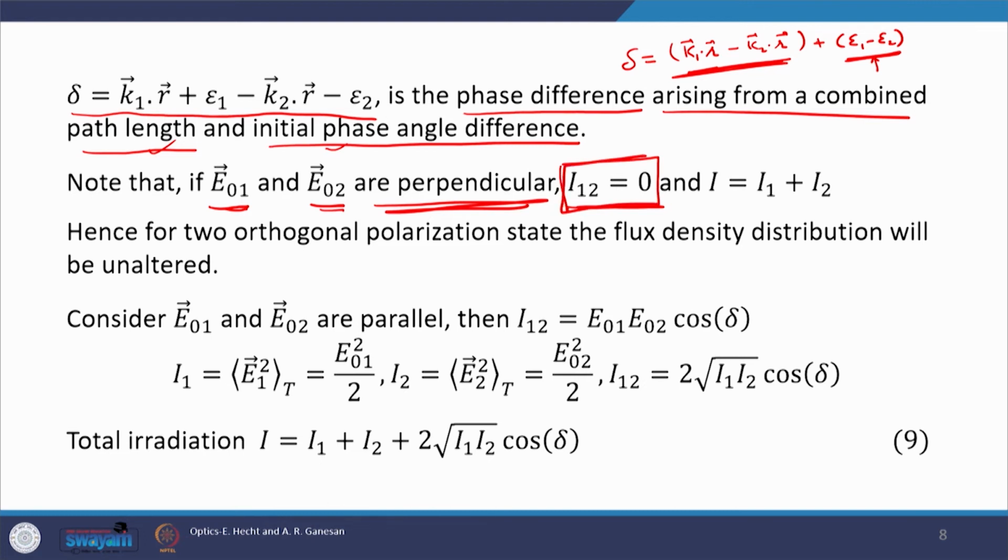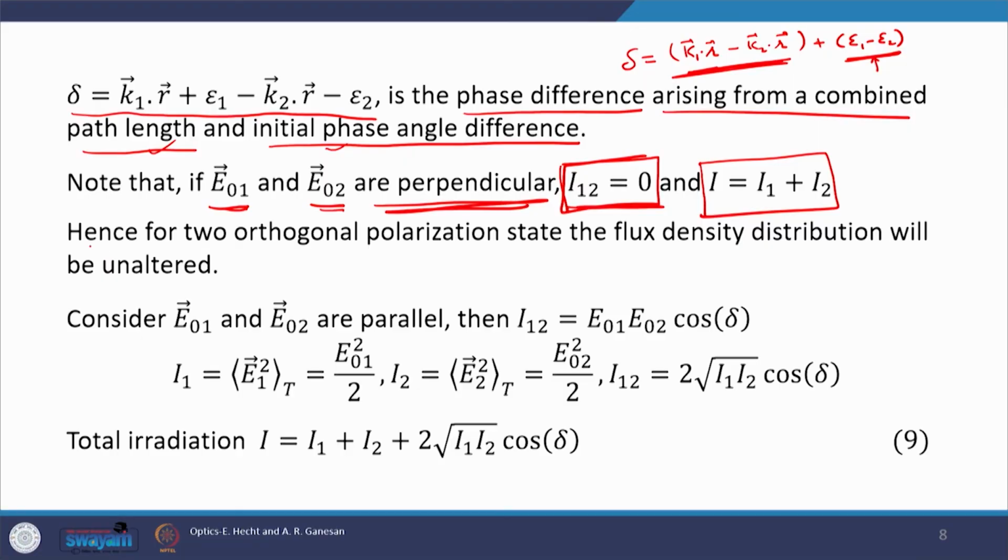In this particular case, the resultant irradiance would be the sum of the irradiances of wave 1 and wave 2. But this is not the general expression. This expression is valid if the interfering waves are orthogonal to each other, with the polarizations oriented at 90 degrees. Hence, for two orthogonal polarization states, the flux density distribution will be unaltered.